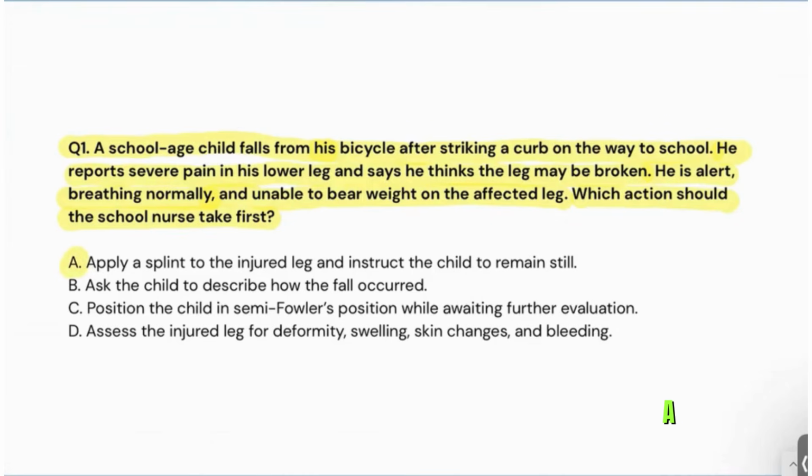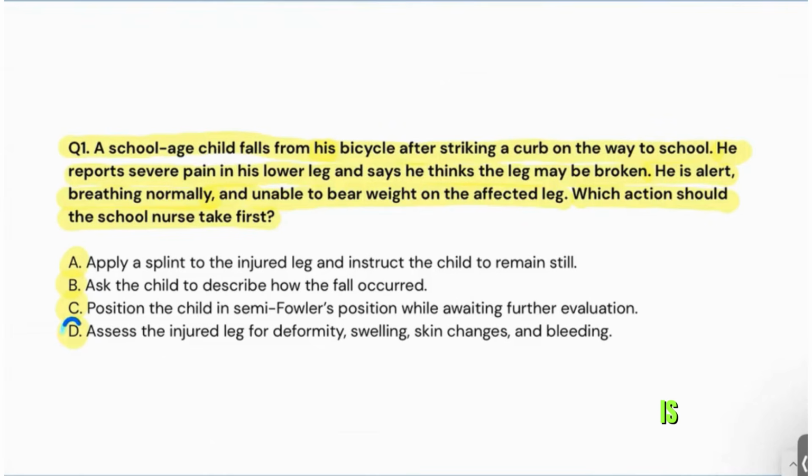Letter A. Apply a splint to the injured leg and instruct the child to remain still. Letter B. Ask the child to describe how the fall occurred. Letter C. Position the child in semi-Fowler's position while awaiting further evaluation. Or letter D. Assess the injured leg for deformity, swelling, skin changes, and bleeding. Pause the video, review the question and the four choices, and when you're ready, come back to find the correct answer.